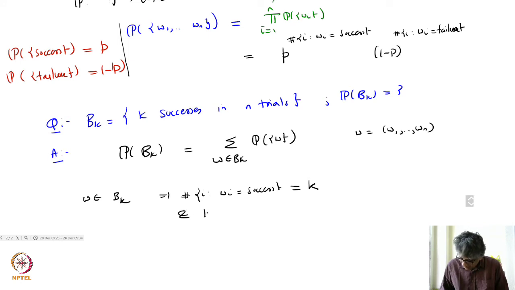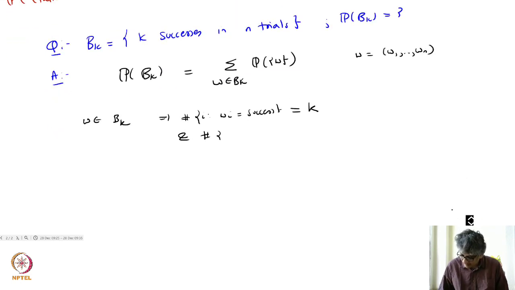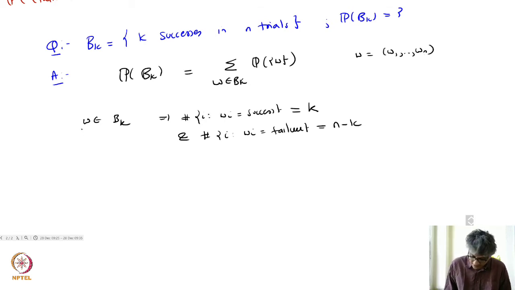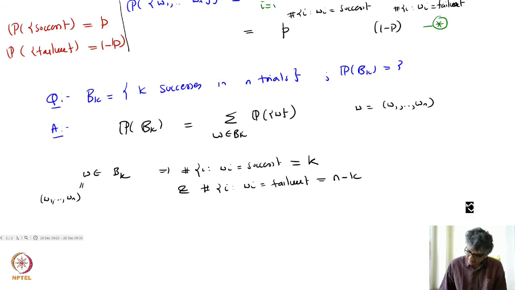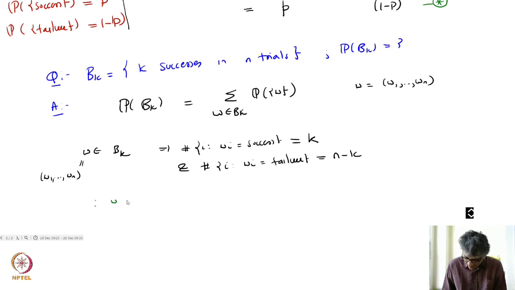And the number of i such that omega_i is a failure, that's going to be equal to n minus k. Because the total number of people is n, so omega is equal to omega_1 up to omega_n. So there are n people, out of which k of them are success and n minus k of them are failure. So from this, let's call this equation star. So from star, omega is in B_k.